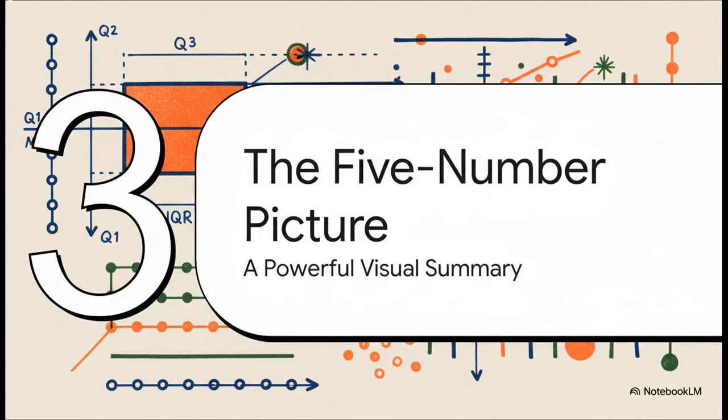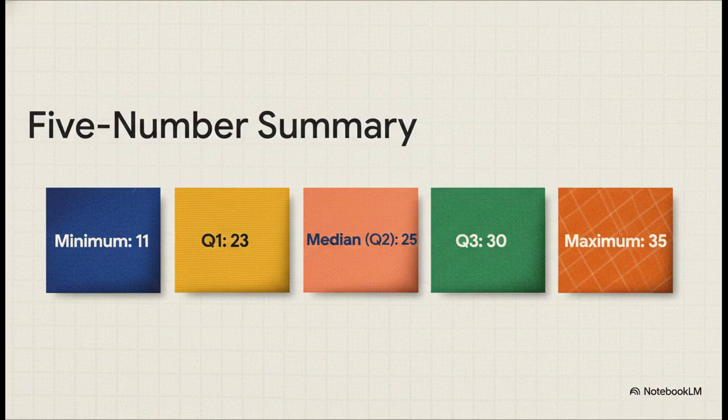So, we've found our quartiles, the IQR, and even an outlier. Now, how do we pull all of this together into one single picture that tells the entire story in just a glance? We do it with something called the 5-number summary. And it's exactly what it sounds like. It's the 5 most important numbers that give us a snapshot of our data's position and spread. We've got our minimum value, our 3 quartiles, and our maximum value. These are the vital stats.